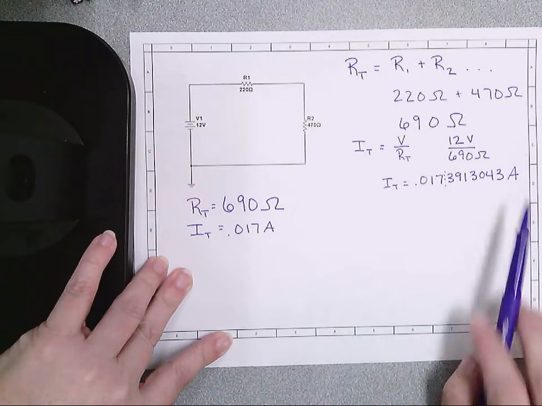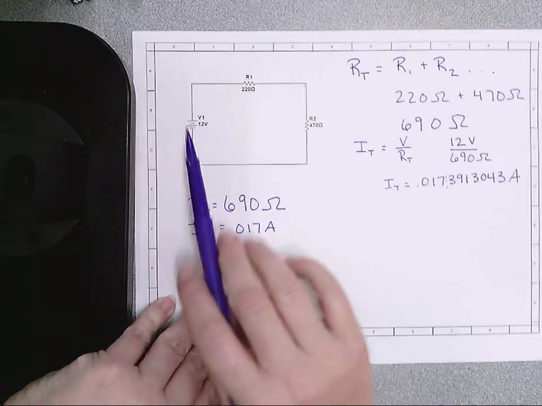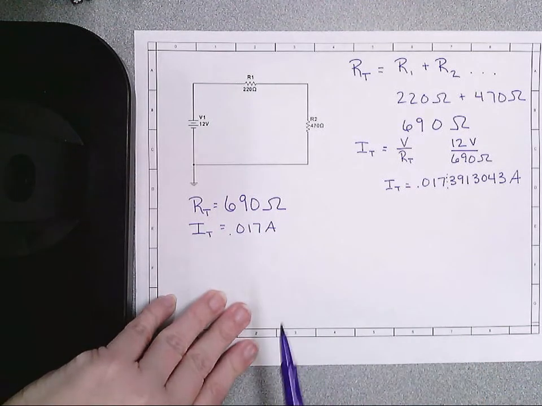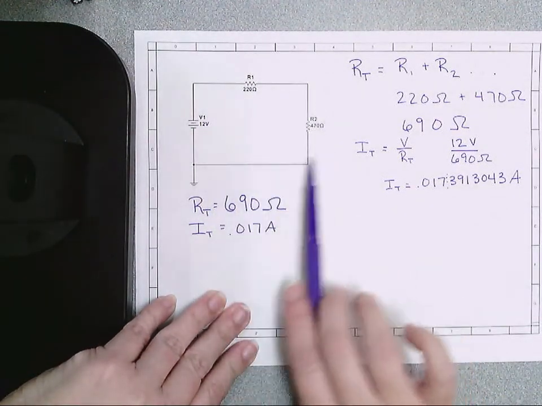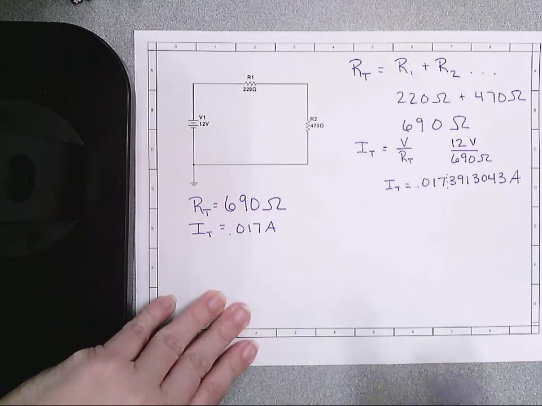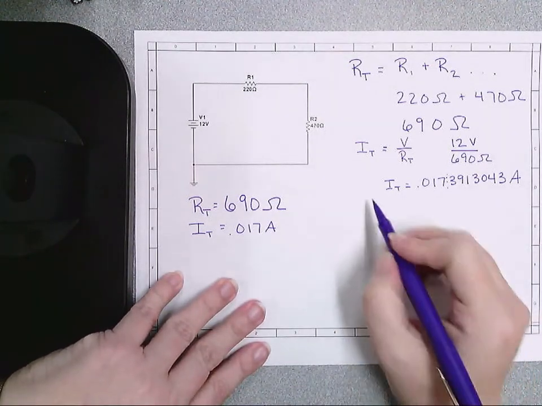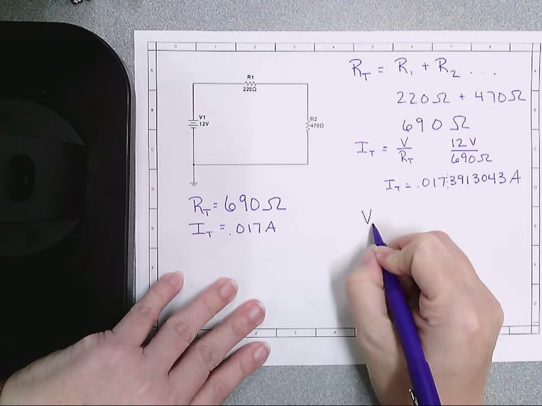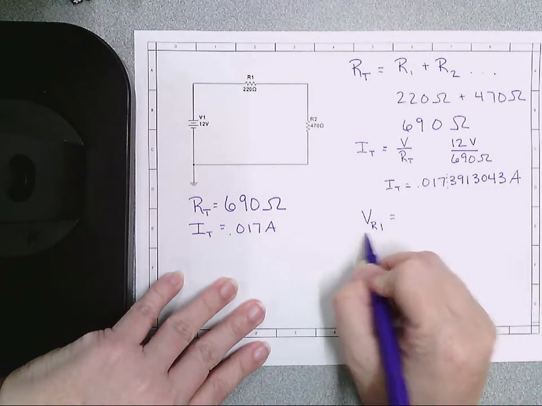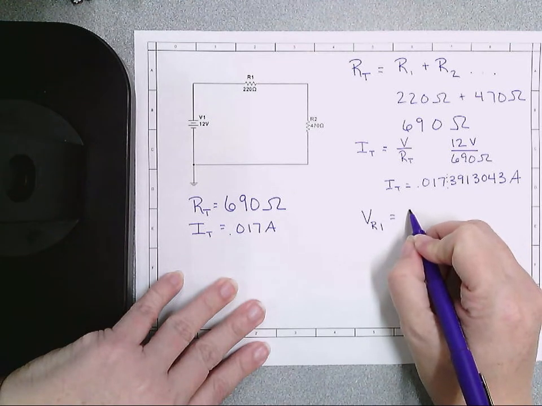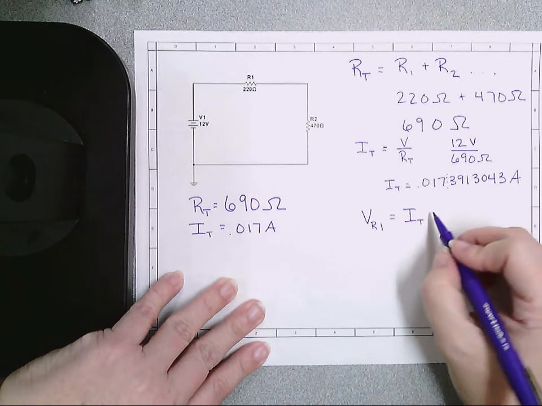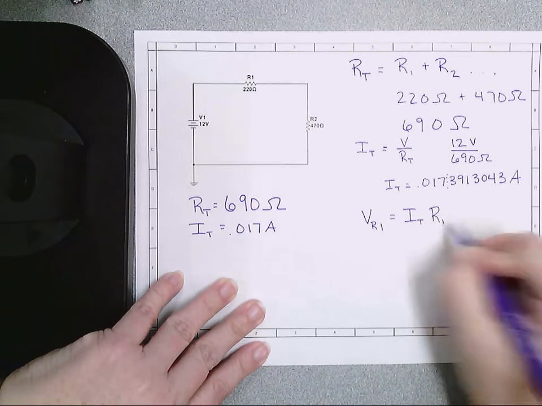All right, now because this is a series circuit, that means that current stays the same throughout the entire circuit because it goes through one path, and voltage will change at each resistor. So the next thing that we want to do is find the voltage at resistor 1. And that formula is voltage at resistor 1 is equal to total current times resistor 1.